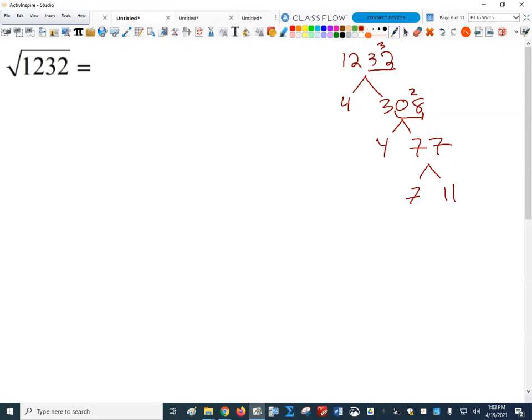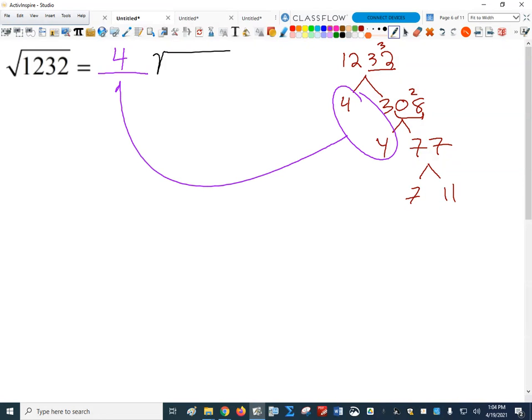So my final answer, remember, there's 2 parts to this, right? There's going to be the outside part and the inside part. So I got a couple of 4s. So I got a 4 outside. I've got single 7s and 11s. What about it? No, good question. Hold that thought. That's where we're going with this.